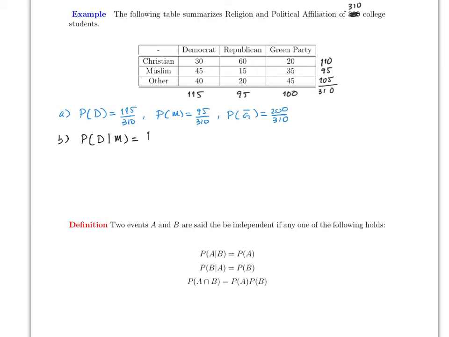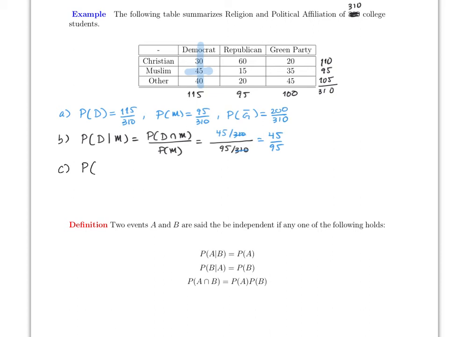Now, what's the probability that somebody is Democrat, given that you know the person is already Muslim? Using the conditional formula, this will be Democrat and Muslim divided by the probability the person is Muslim. Muslim, we already said, was 95 over 310. And Democrat and Muslim is this value right here, which is 45, so 45 over 310. So this will cancel, and the answer will be 45 over 95.